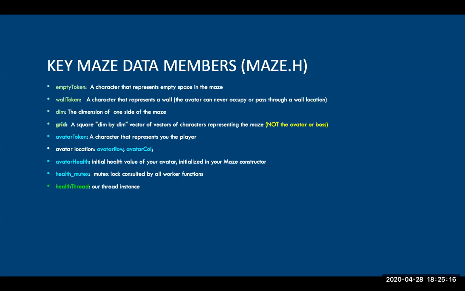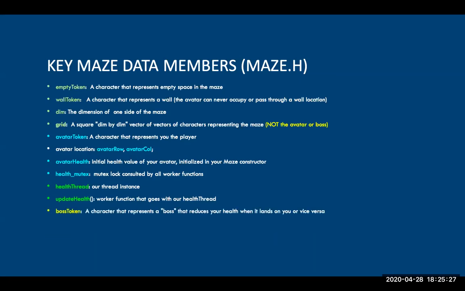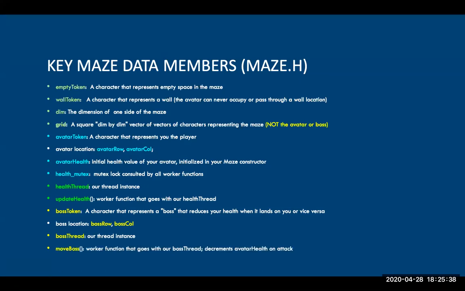And then we have our health thread. This is the instance of the thread class that manages your avatar's health, and there's the worker function associated with that health, okay? And then we have a boss token, or the monster token, and then we have its location and its thread, okay? So those are pretty much the key members. Is there another one? Oh yeah, sorry, the worker function for the boss, right? This is the thing that you're going to write as well to move that thing around.